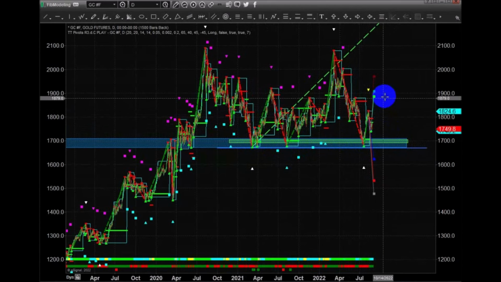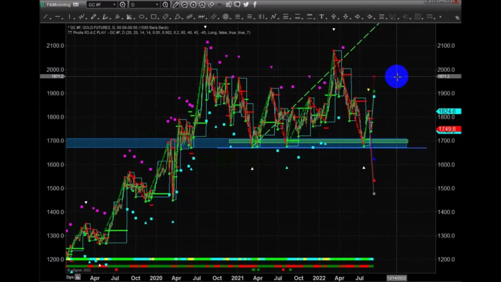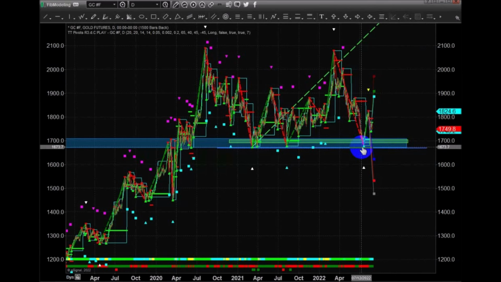The next move higher in gold is going to be 1887 to 1971. Then we're going to find some resistance up in this area. But as long as it stays above this 1666, 1665 level, we are golden, literally golden for an upside move. And gold is going to become even more valuable than you can even imagine.